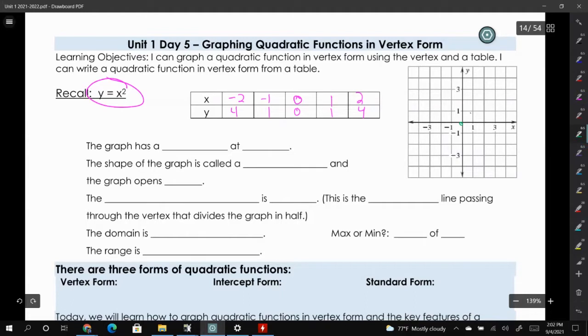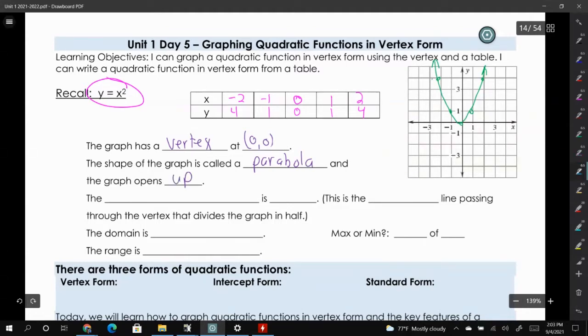And our graph looked like this. And this graph has a vertex at (0, 0). The shape is called a parabola. And this graph opens up.